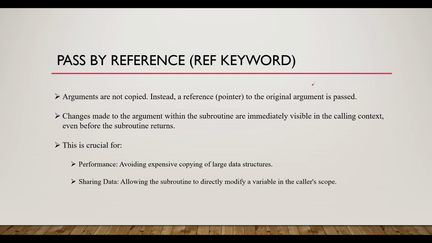Now let's see pass by reference. If you pass your value by reference and make changes in your copied variable, it will get reflected in your actual variable. That means you are not passing the actual copy, just a reference, or you can say the address handle. Your pointer will point to that address location, so if you make any changes there, it will get reflected in your original variable. Okay, so that's the basic intention of pass by reference. This is crucial for performance and also for sharing data.